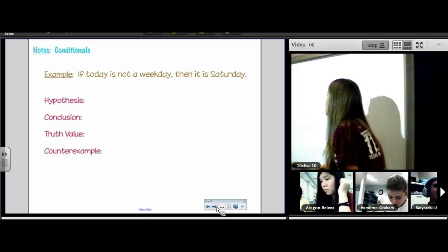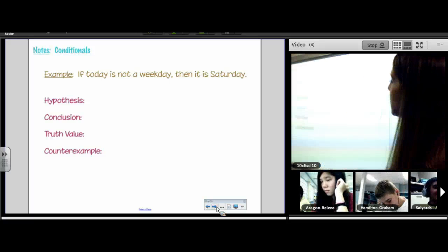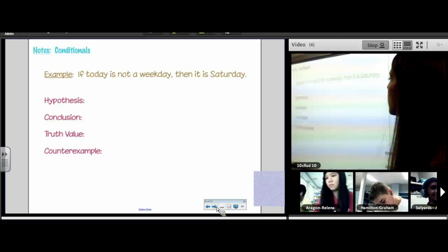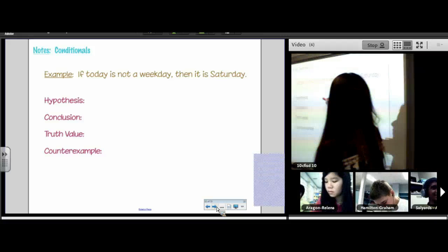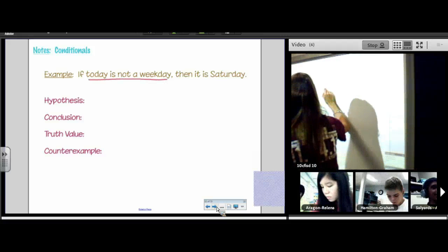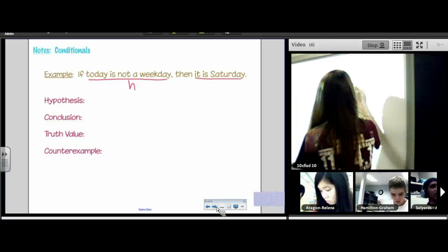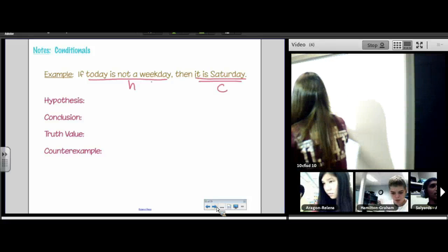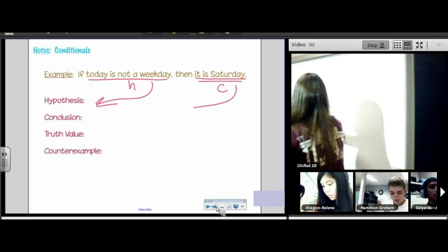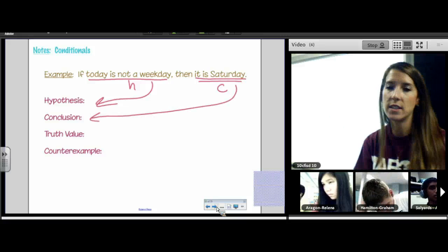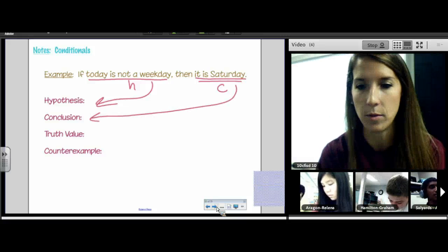All right, let's practice with one. I'm going to be lazy. If today is not a weekday, then it is Saturday. Here's the hypothesis. Here's the conclusion, because I think y'all are okay with that. So we're not going to spend a lot of time on that. What I do want to focus on is the truth value and the counterexample.